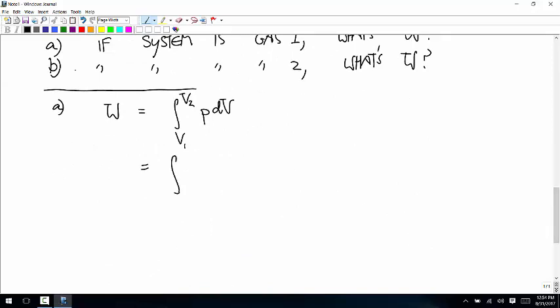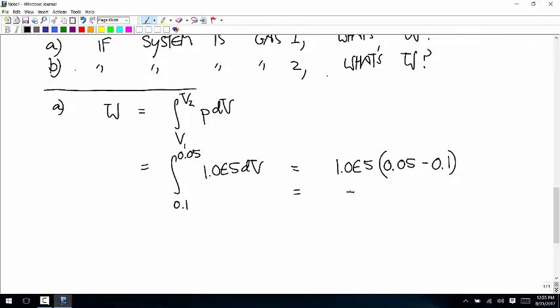And the volume goes from 0.1 to 0.05. So we're going to integrate from a volume of 0.1 to a volume of 0.05 of 1.0 times 10 to the 5th dV. And so that's 1.0 times 10 to the 5th times the quantity 0.05 minus 0.1. And that comes out to be negative 5,000 joules.